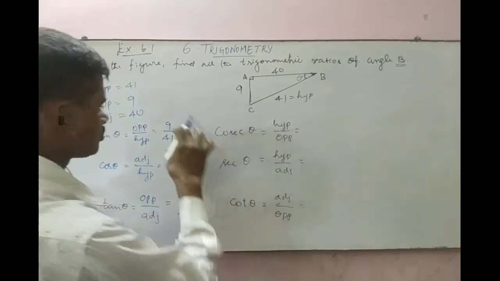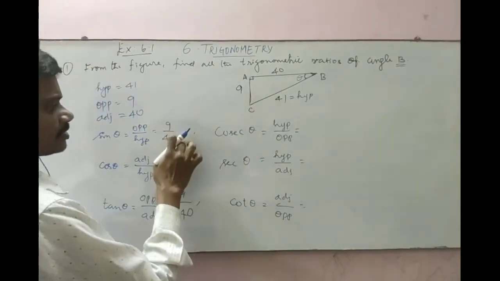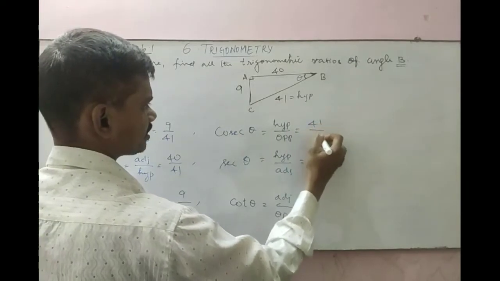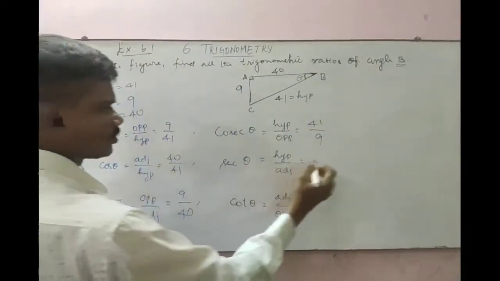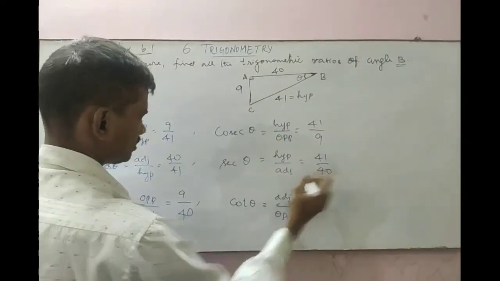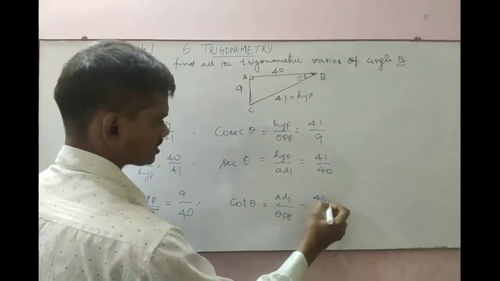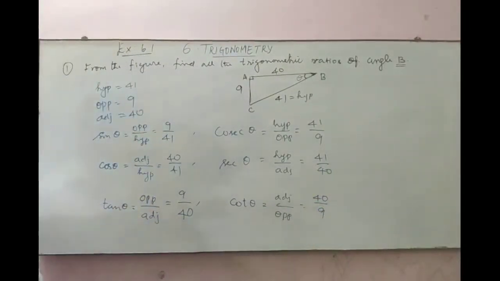So write the values in reciprocal. 9 by 41, if you flip it, it becomes 41 by 9. 40 by 41, 41 by 40. Here 9 by 40, so the answer is 40 by 9. So this is the answer. So it is easy only.